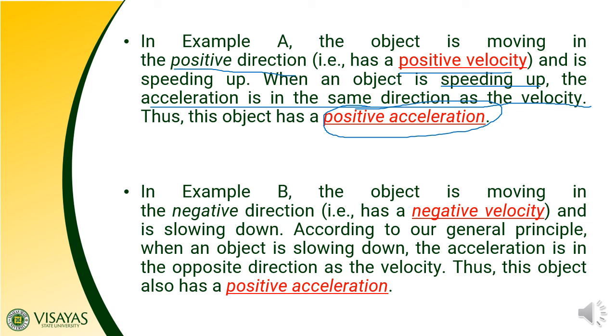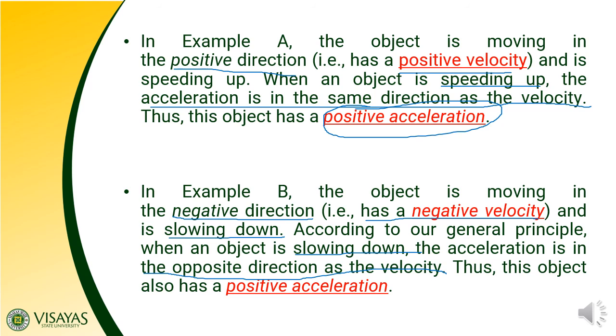While on example B, it says here that the object is moving in the negative direction, so it has a negative velocity and it is slowing down. So according to our general principle kanina, when an object is slowing down, its acceleration is in the opposite direction as the velocity. Remember the general principle, when an object is slowing down, the acceleration is in the opposite direction as the velocity.